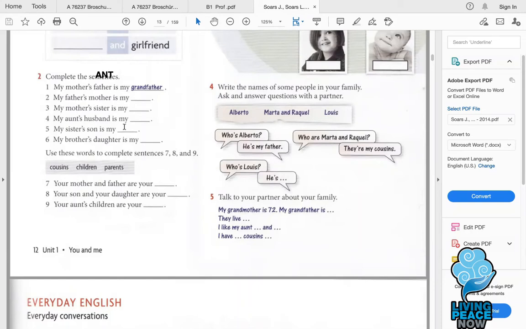Abu, do you have an uncle? Abu? I think Abu is mute. Never mind, we come back to you. Saida, do you have an uncle? Yes, I have. So what's your uncle's name? My uncle's name is Mustafa. Okay, thank you.